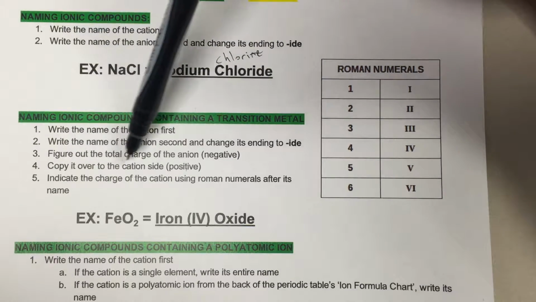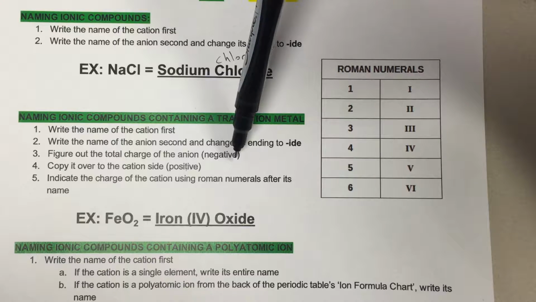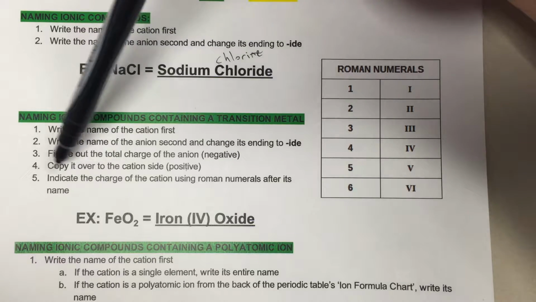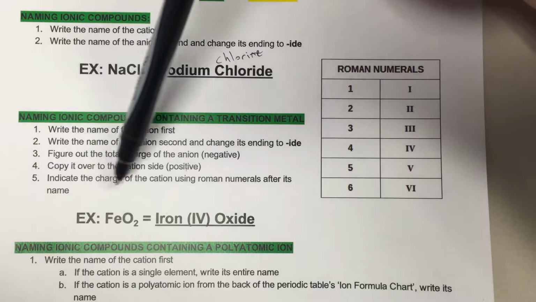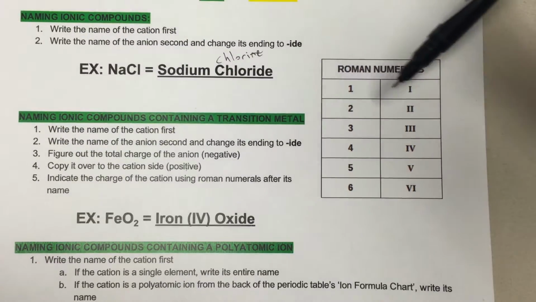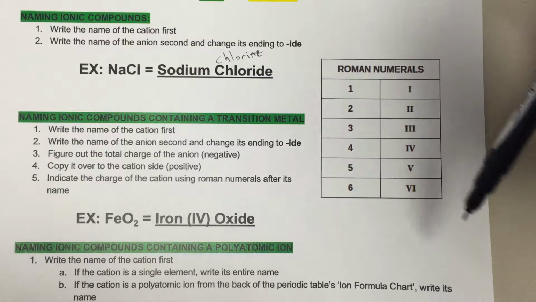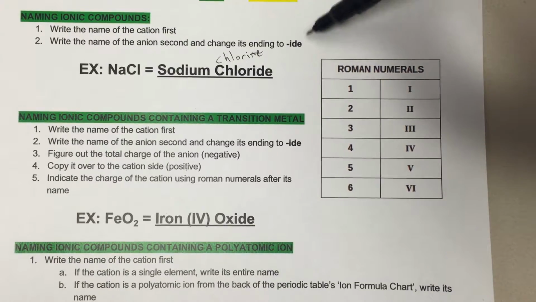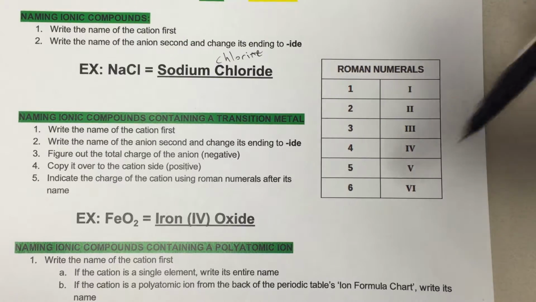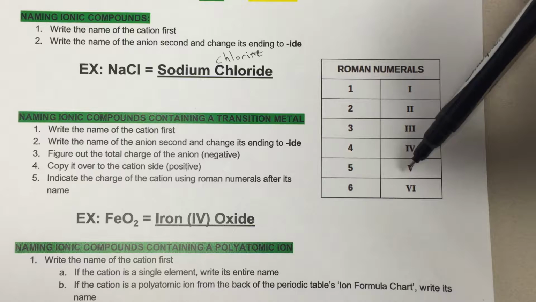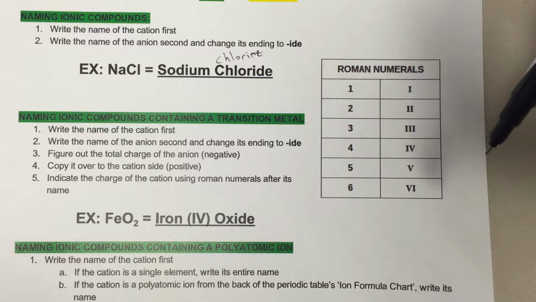Number 3, figure out the total charge of the anion on the negative side, and then copy it over to the cation side, which is the positive side. Indicate the charge of the atom using the Roman numerals. Just memorize these because if you commit them to memory now, it's going to save you a lot of headaches later. Okay, so Roman numerals is basically an I for 1, 2 I's for 2, and so on. IV for 4, V for 5, VI for 6.